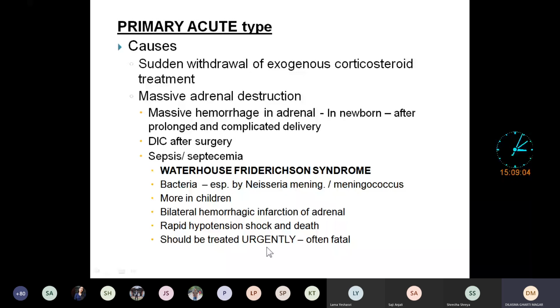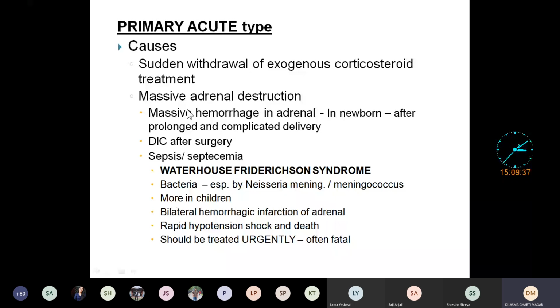So primary or the acute type, I want to tell you once again. Here, primary or acute adrenal insufficiency. In the first cause, you see, sudden withdrawal of the exogenous corticosteroid treatment. Whenever the corticosteroid treatment is suddenly withdrawn or stopped, then the ACTH, how much it has to be secreted, it will not be produced. So it will lead to massive adrenal destruction.